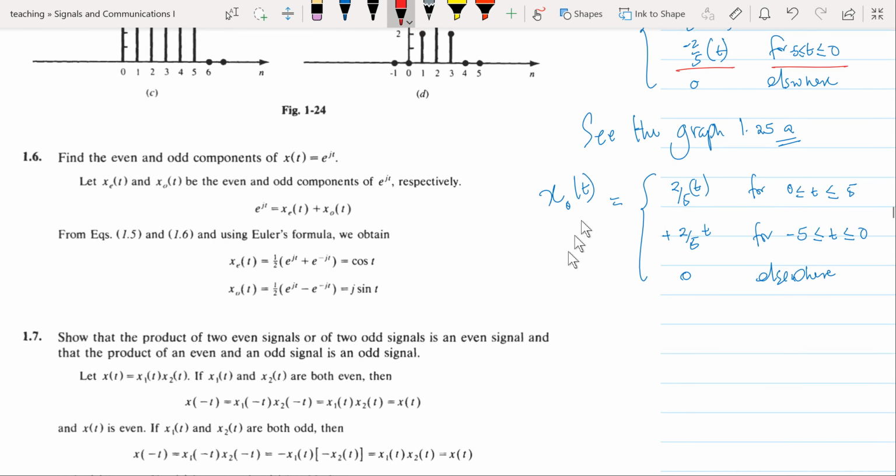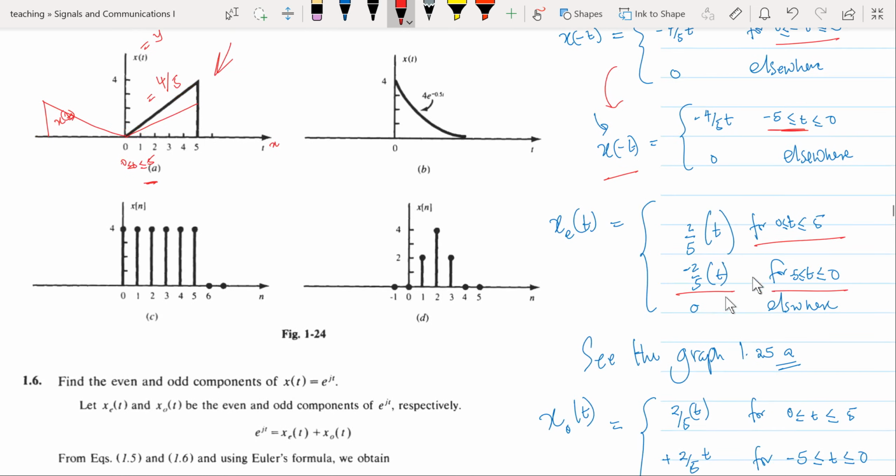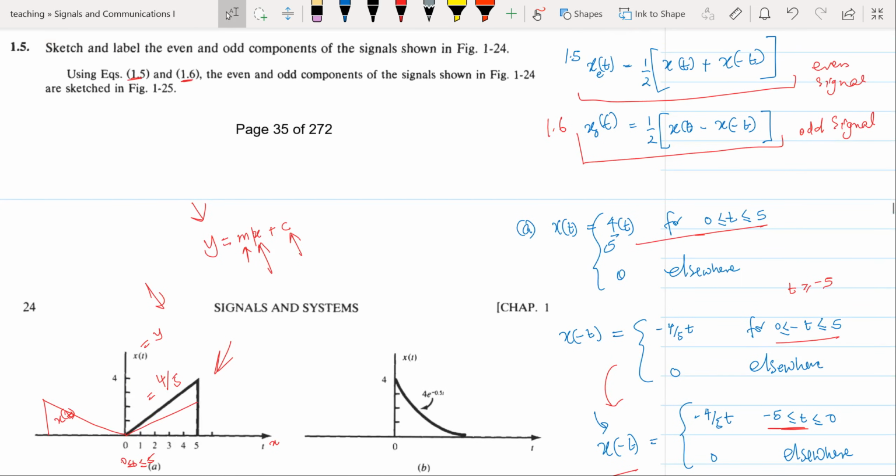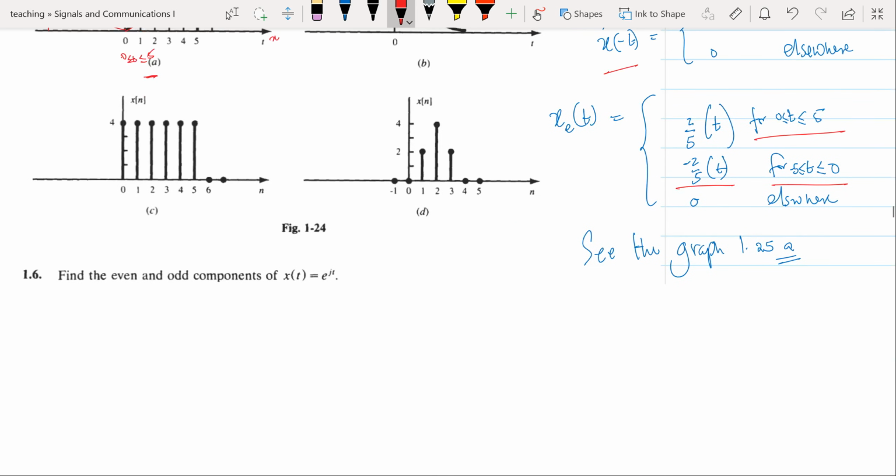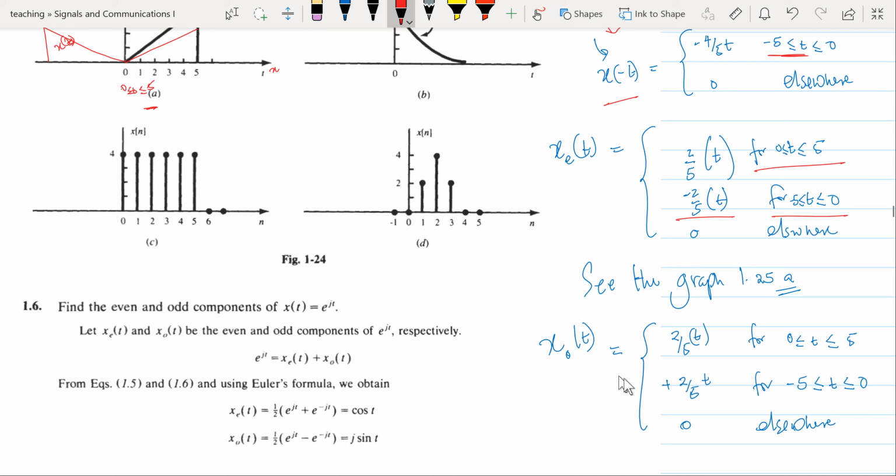So if you are now to do the odd component, you do the same thing, except for the subtraction. You would subtract x of negative t from x of t, as we have seen in this definition. So we minus the negative function of t, and therefore it will change from being negative to being positive. That's why you can see that positive, but this will remain as it is. So now if you are to draw this, this will remain as it was before.